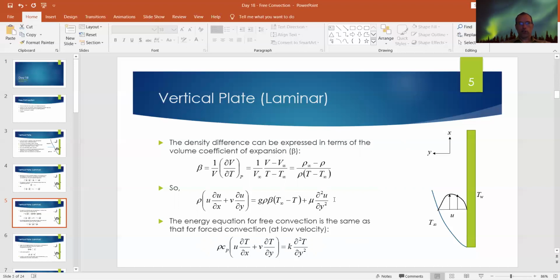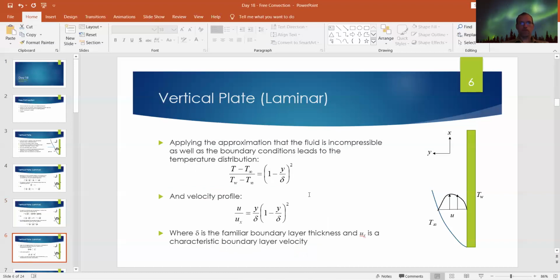We can also make an energy equation for free convection. This is going to be exactly the same as what we had for forced convection at low velocity, the laminar case. I'm expecting these velocities to be low as well, especially at the beginning. So I have the same energy balance equation, the same result that we had from a few weeks ago. Then making some approximations, the fluid is incompressible. We also have the boundary conditions, velocity being 0 at the wall and at the edge of the boundary layer.